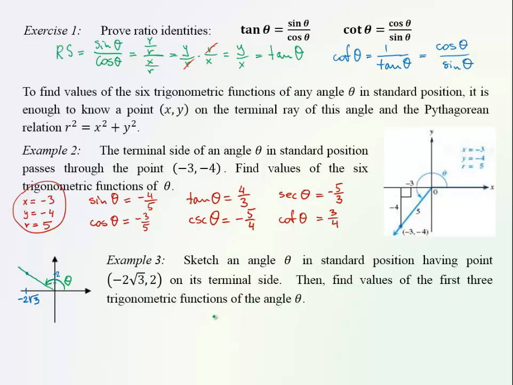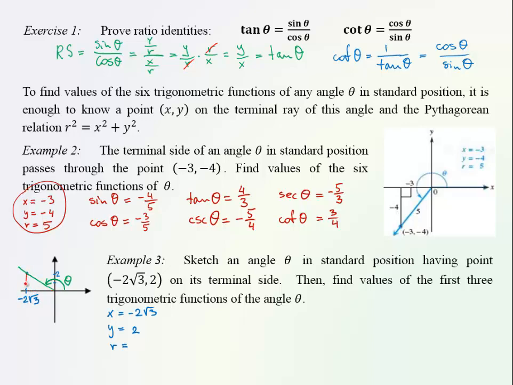That's our angle. Then find the values of the first 3 trigonometric functions of the angle theta. Well, in order to do that, it would be nice to list what's x and y. That's what we know. x is -2√3, y is 2. But we also need r. How much is r?